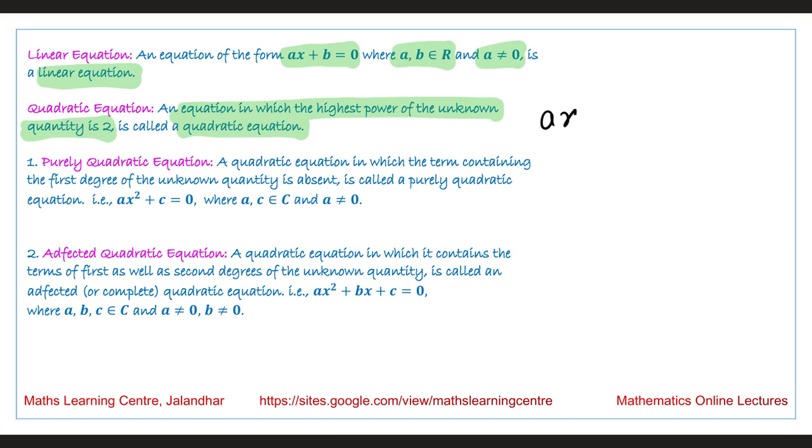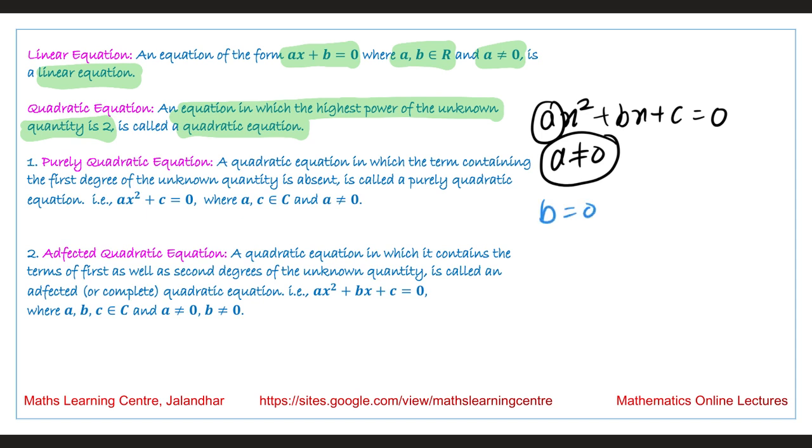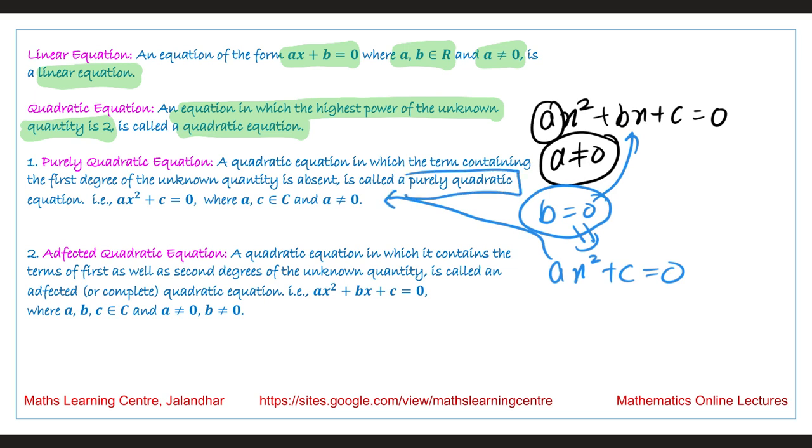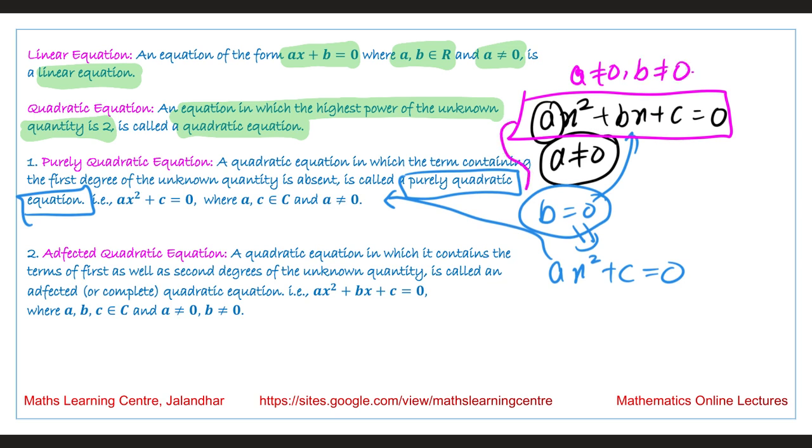Then we have different cases over here. First we write the general form ax square plus bx plus c is equal to 0. Clearly a cannot be equal to 0, but we can have b is equal to 0. So the equation will be of the form ax square plus c is equal to 0. These kinds of quadratic equations are called pure quadratic equations, and the equations in which a is not equal to 0 and b is not equal to 0 are known as complete quadratic equations.